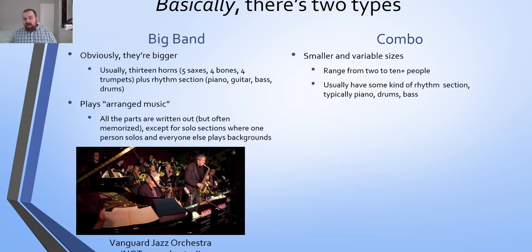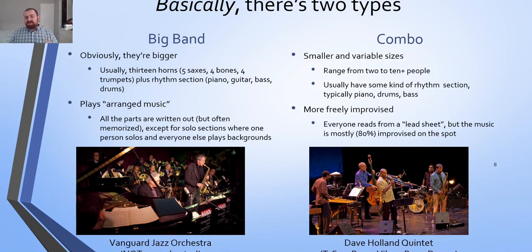So lots and lots of options. There's nothing really set in stone with what a combo should be. Now, combo music is more freely improvised. Everyone reads from a lead sheet, which we'll talk about later, but most of the music, I would surmise 80%, if not more, is improvised on the spot. Big bands have a little room for improvisation, but it's more written out.